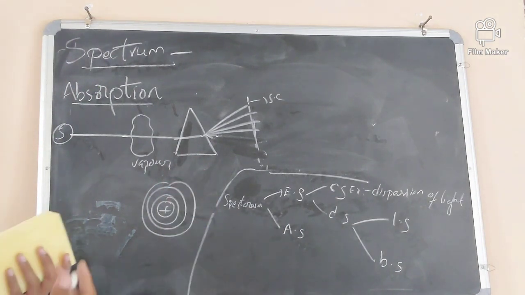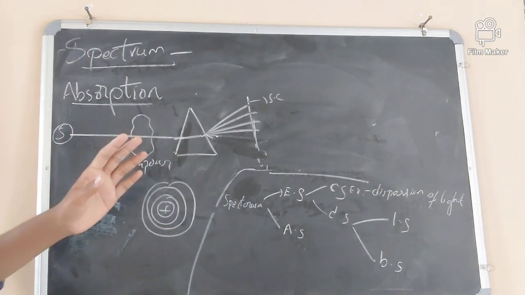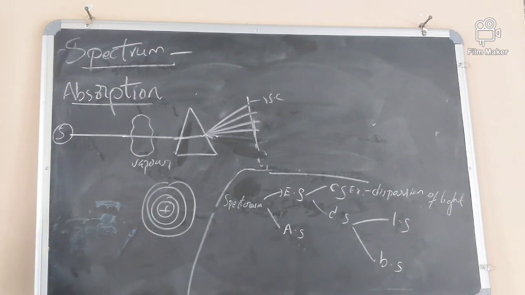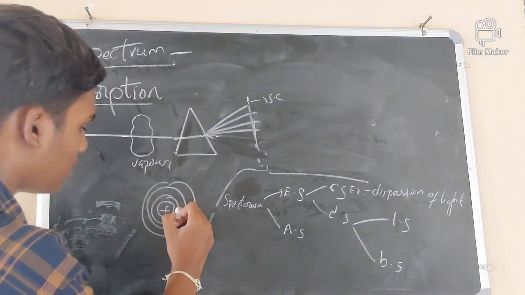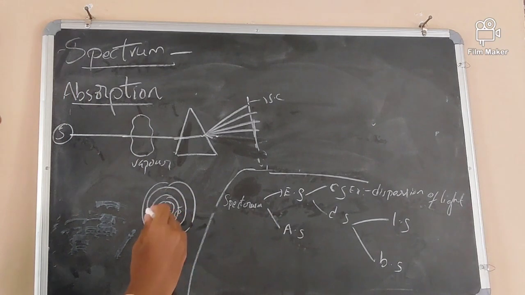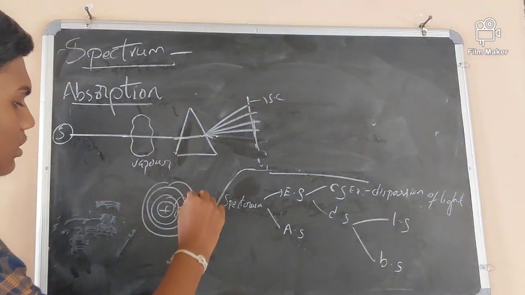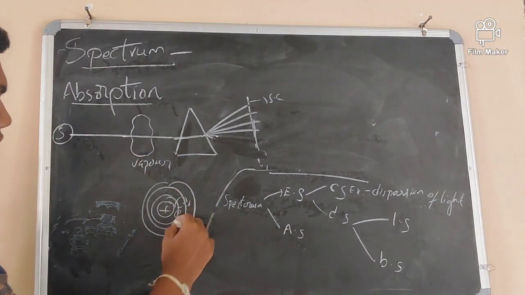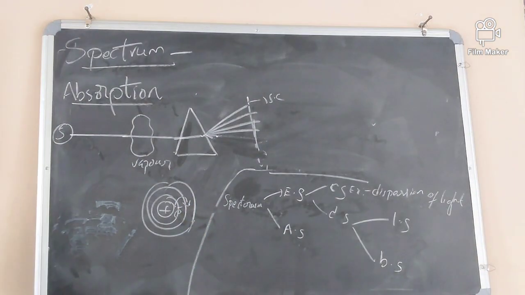When the light falls on the vapor atoms, the energy is absorbed. Means the electron jumps from a lower orbit to a higher orbit. According to Bohr's theory, when the electron jumps from a lower orbit to a higher orbit, the energy is absorbed. So this is called absorption. The electron is excited and energy is absorbed. And how much energy is required?